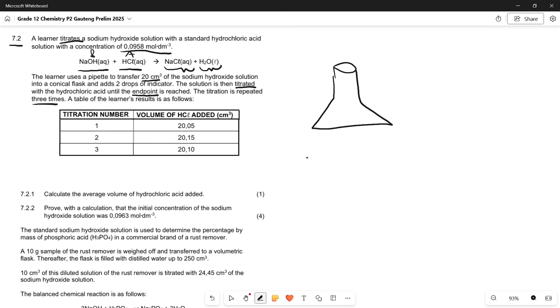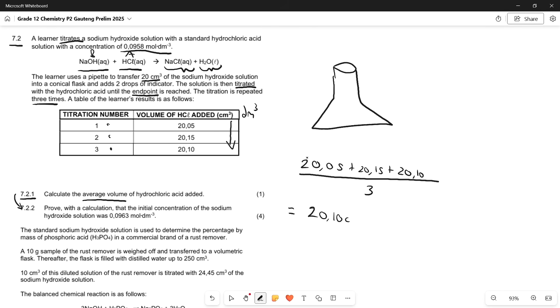A table of the learner's results is as follows: titration number 1, 2, 3, and volume of HCl added in centimeters cubed, something to keep in mind because we'll usually want decimeters cubed, and we have 20,05, 20,15, and 20,10. Then 7.2.1 says calculate the average volume of the hydrochloric acid. We take all 3 volumes, add them up, and divide by the number of titrations, which is 3, because we have 3 trials. This gives us 20,10 centimeters cubed.